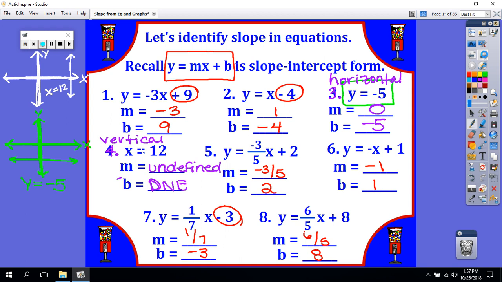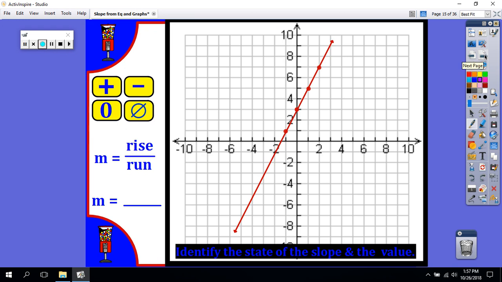Here we go. Now they're going to give us a graph. And they want us to do the same thing. Identify the slope and identify the y-intercept. So this is on the second page, or on the back of your paper, on the second page of notes. And this is the first graph. At the top it says, calculate the slope and the y-intercept of each line, and then write an equation in slope-intercept form.